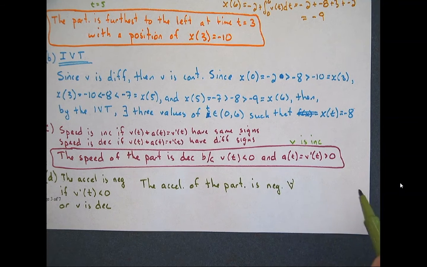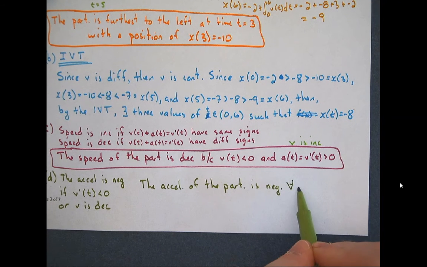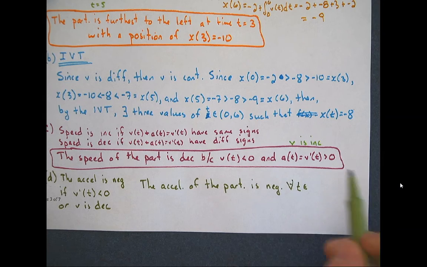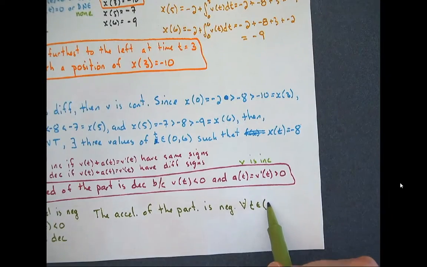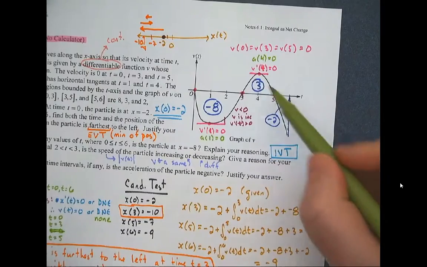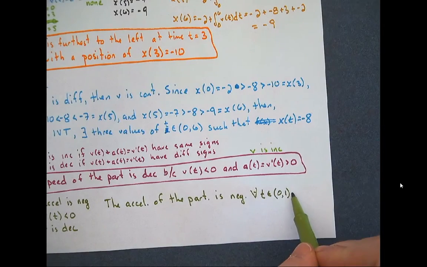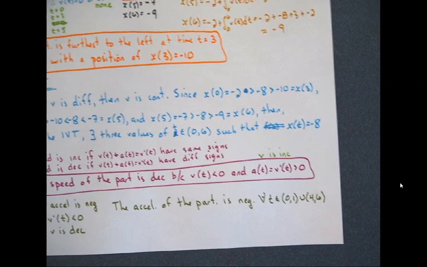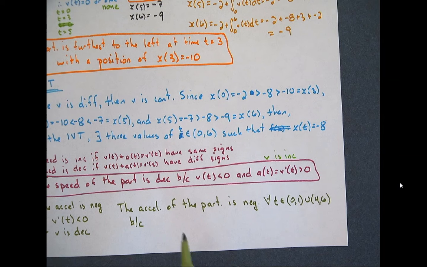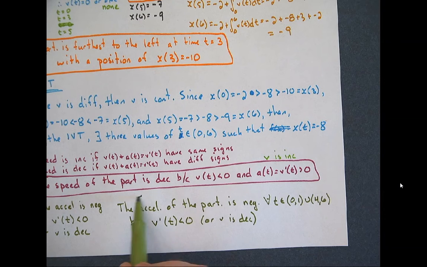for all, what variable should I use? I should use t. That's an element of, okay, where were the places? So this decreases from 0 to 1, and then again from 4 to 6. So I need a union. Why is this true? Because v prime of t is less than 0, or v is decreasing. Either one of those would be fine.